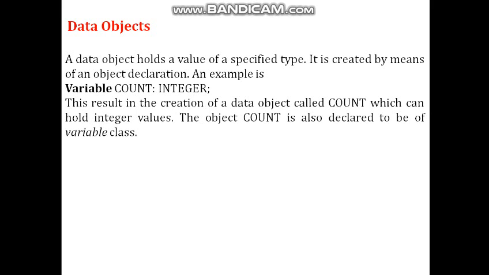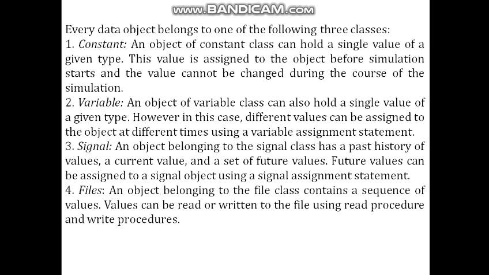Every data object belongs to one of the following classes. There are basically four different classes available. The first class is constant, the second is variable, the third is signal, and the fourth is file. First, the constant. An object of the constant class can hold a single value of a given type. This value is assigned to the object before simulation starts, and the value cannot be changed during the course of the simulation. The second one is variable.